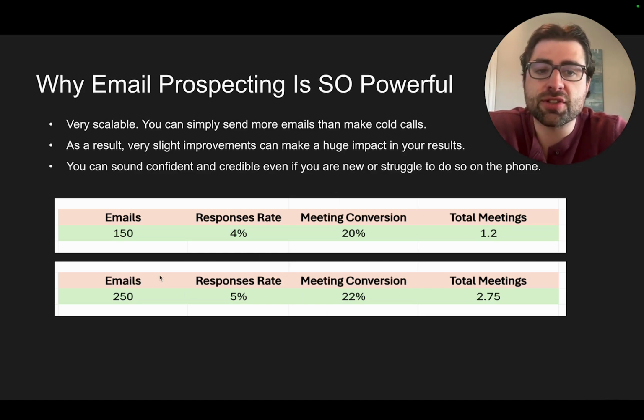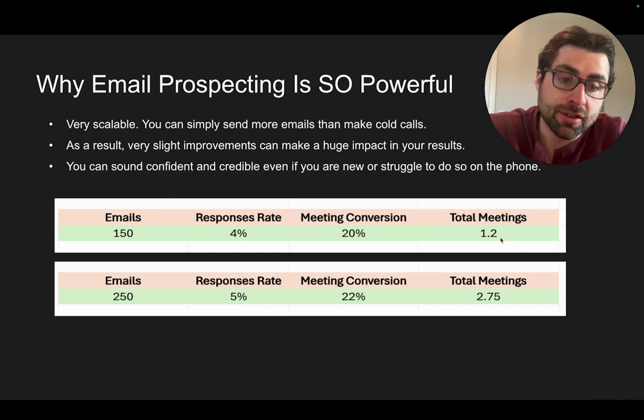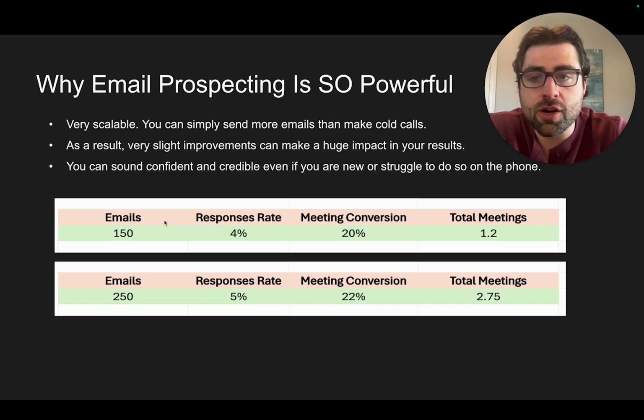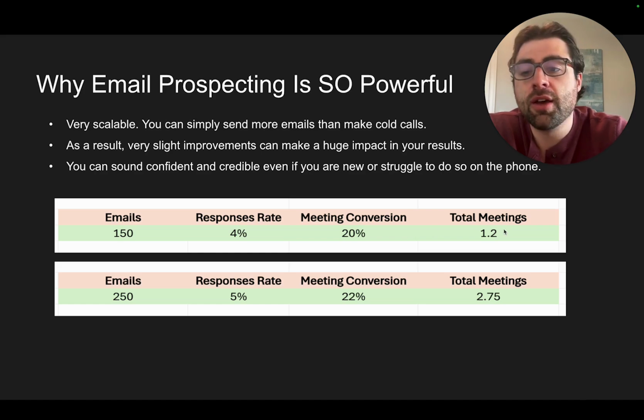So what you're looking at here is a simple spreadsheet where I put an expected value of meetings based on some inputs I left in here. The way you get this output is simply by taking this number and multiplying it by this, and this leads to that. So in this first scenario, an SDR, and let's say this is over the course of a week, sends 150 emails. They have a 4% response rate to those emails. 1 out of 25 prospects responds approximately. And then of those responses, 1 out of 5 takes a meeting. On average, this rep can expect to book 1.2 meetings per week over email.